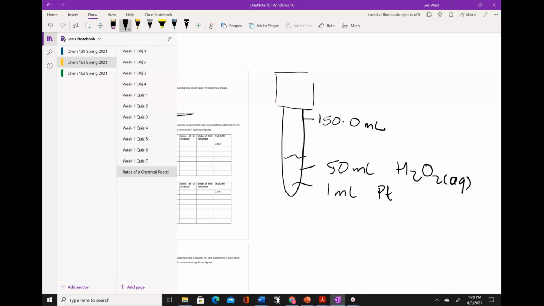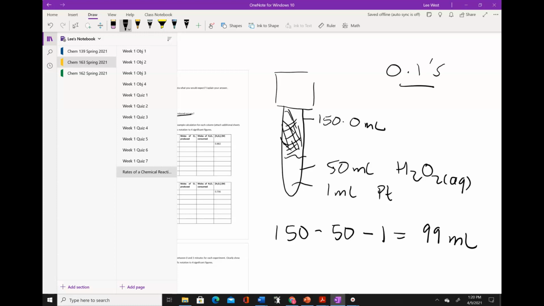Now you can't have 2 things in the same place at once, so where is the oxygen going to be? The oxygen is going to be up here, isn't it? Above the liquid, right? It's going to bubble and be released into that space. So how much space is there for the oxygen? 150 minus 50 minus 1, and that is 99 milliliters. Now everything was given to the 0.1s, right? Everything was given to the 0.1s, so our answer should be given to the 0.1s as well.